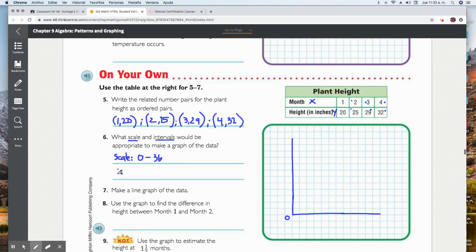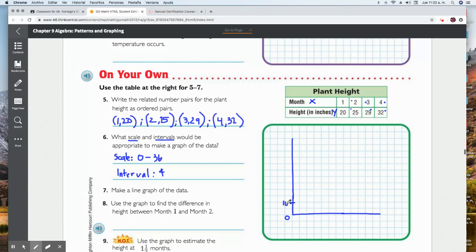And my interval, you could either go up by 5s, by 2s, by 20s, I don't know, but I'm just going to say my interval would be 4. I do not need to start at 4 because my least number is 20, so I can go lower than 20. If I take 4 away from 20, my answer would be 16.